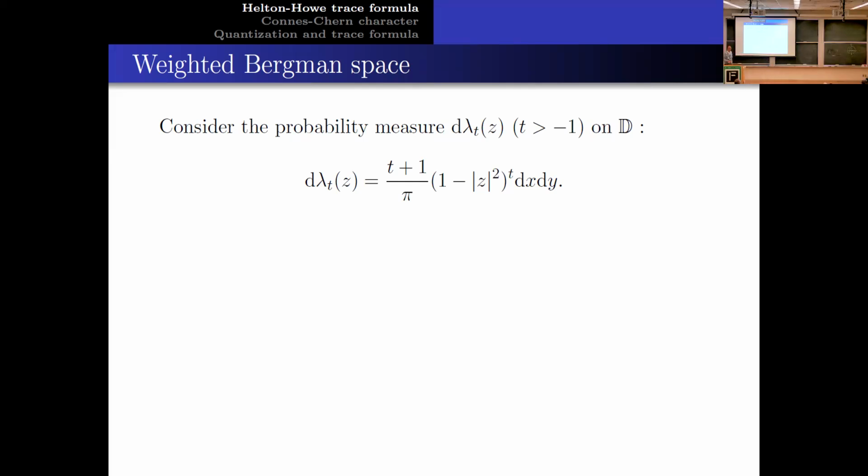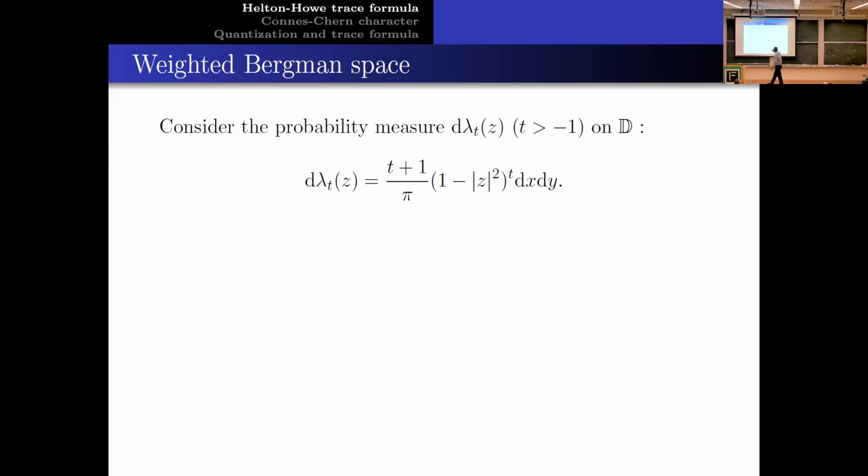In the study of Bergman spaces in harmonic analysis, there's a natural family of Lebesgue measures, or generalizations of measures, to consider on the disk. Here dx dy is the Lebesgue measure on the disk. But now we are introducing this (1 minus |z|^2)^t. That's basically the distance function to the boundary, because this function vanishes at the unit circle. So I'm introducing this weight, and people in harmonic analysis are actually interested in such a weight.